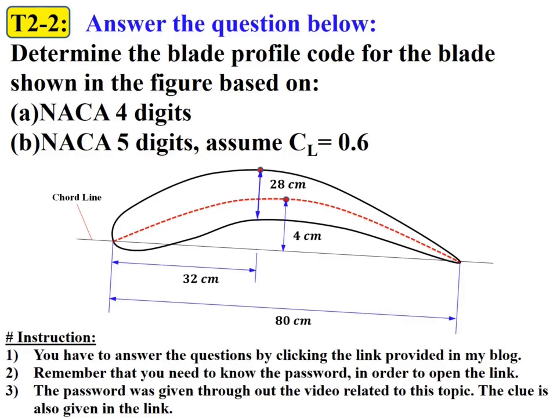Okay, now to test your understanding of the content of part number 2 for chapter number 2, please answer the question. Determine the blade profile code for the blade shown in the figure based on A, Nakka 4 digits, and B, Nakka 5 digits, assuming that CL equals 0.6. You have to answer the question by clicking the link provided in my blog. Remember that you need to know the password in order to open the link. The password was given throughout the video related to this topic. The clue is also given in the link.